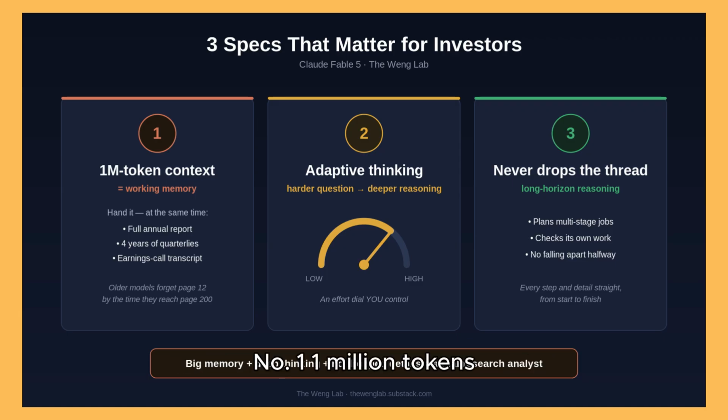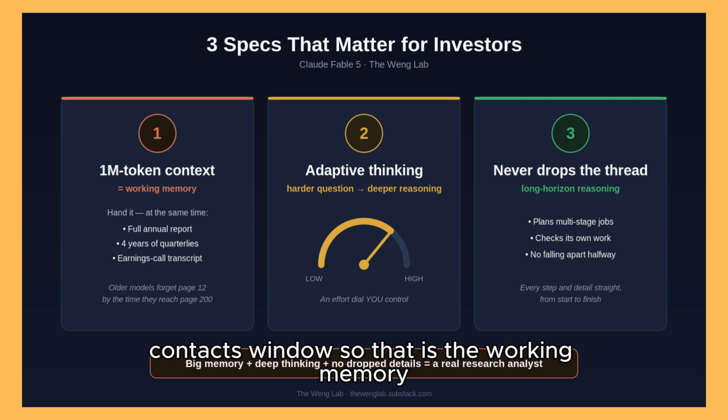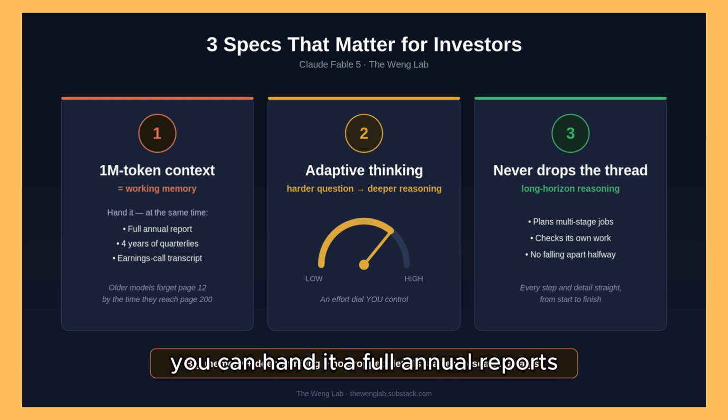Number 1, a million-token context window. That is the working memory. You can hand it a full annual report, 4 years of quarterlies and an earnings call transcript at once, and it holds all of it while it reasons. The older models forget page 12 by the time they reach page 200.